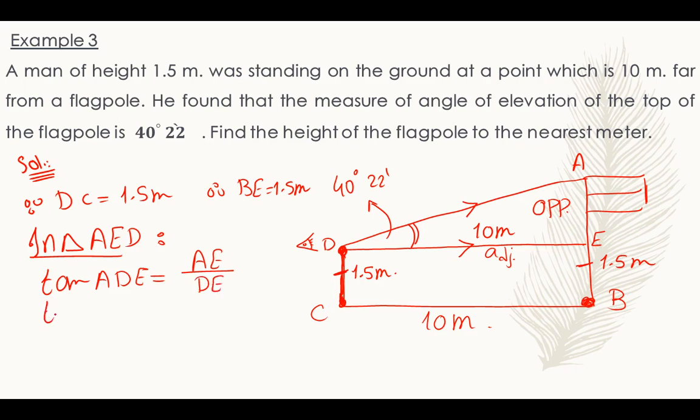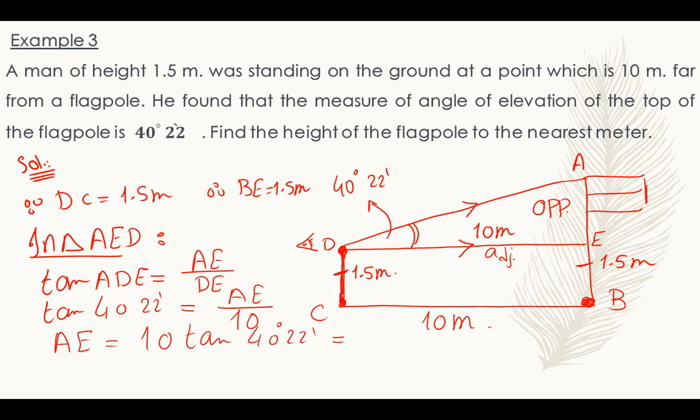tan ADE equals the opposite, which is AE, over the adjacent, which is DE. So tan 40 degrees 22 minutes equals AE over DE, which is 10. By using cross multiplication, AE equals 10 times tan 40 degrees 22 minutes. By using your calculator, you will find that AE equals 8.5 meters.